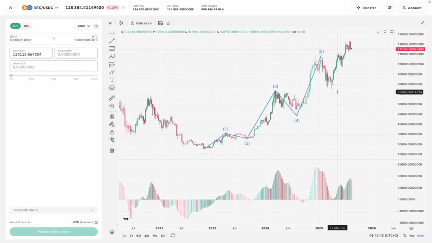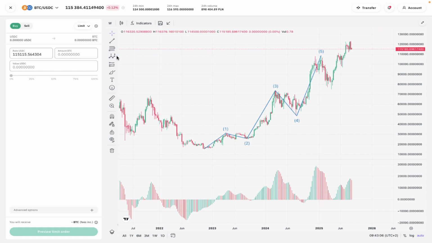Now this count has one problem, because the movement to the downside is here towards the lows of wave 3, which is perfectly acceptable. Nevertheless, then we have the movement to the upside, which is above the wave 5 high.